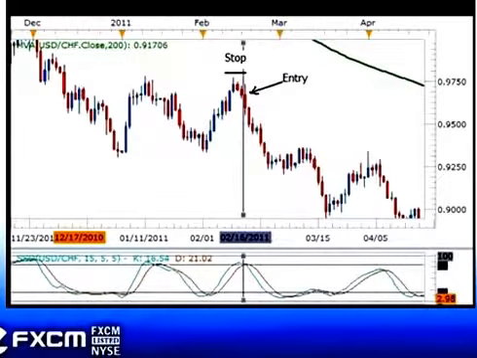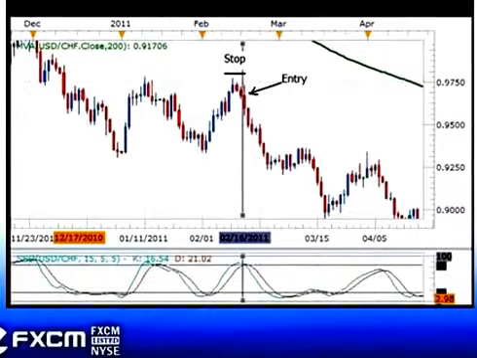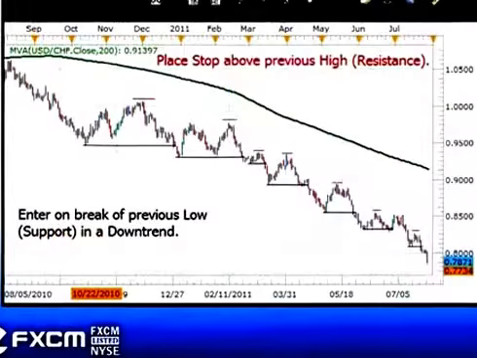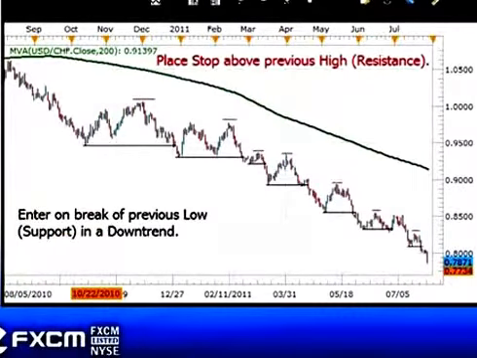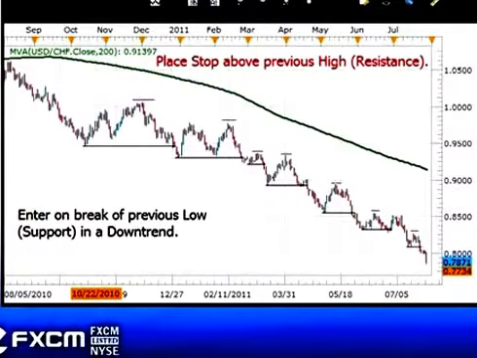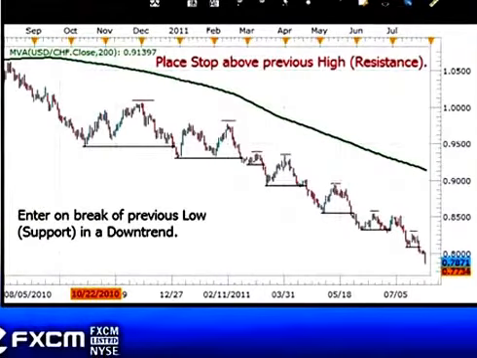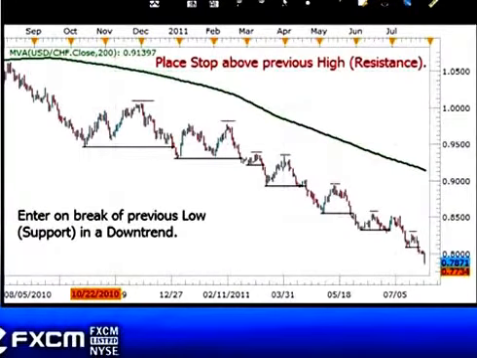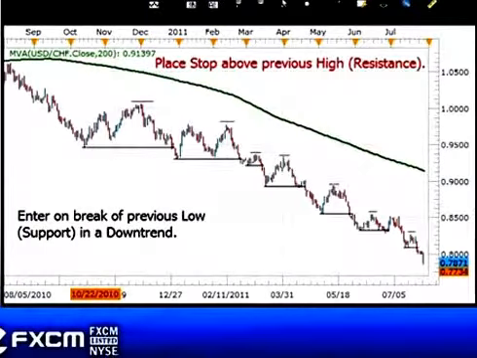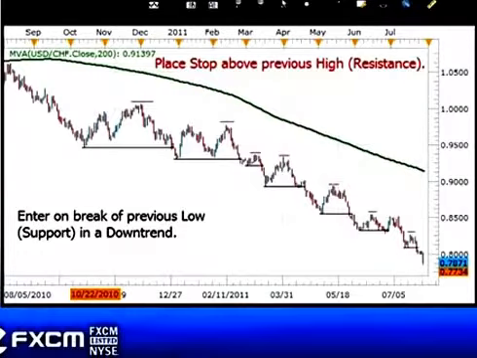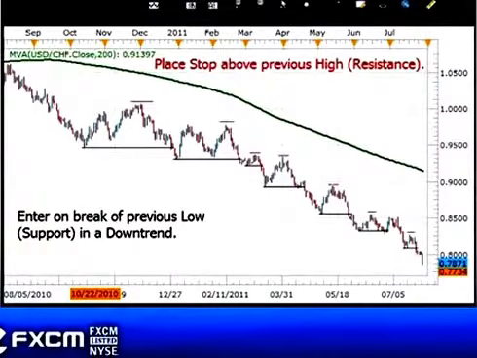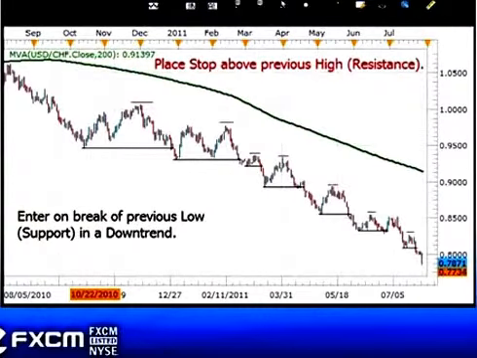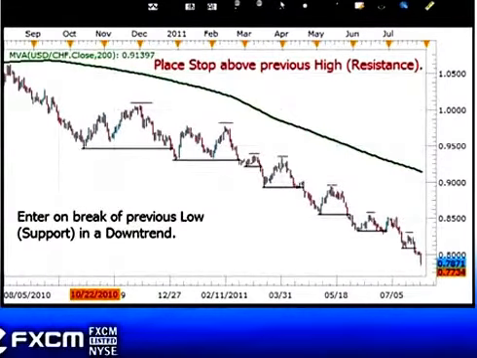And here's another way. Like the other one was, wait for the pullback and then enter the trade when it starts to resume back in the direction of the trend. Now in this one, we're doing it a little bit differently. We're waiting for price action to take out a previous level of support in a downtrend. So for example, dollar Swiss, daily chart again. It's the best example of a downtrend that's out there. Pair trades down, it finds support at this level, and then it starts to move to the upside.